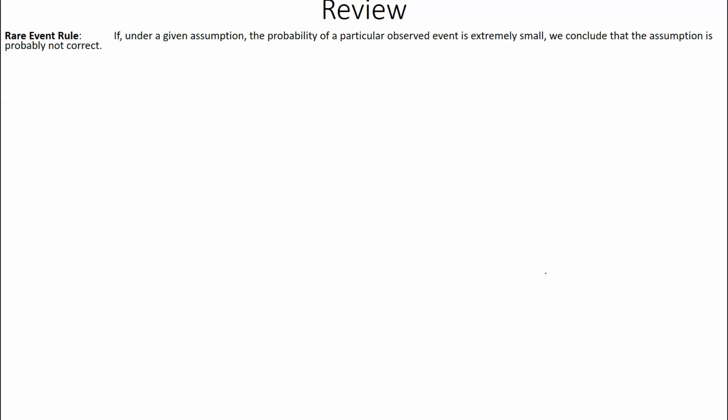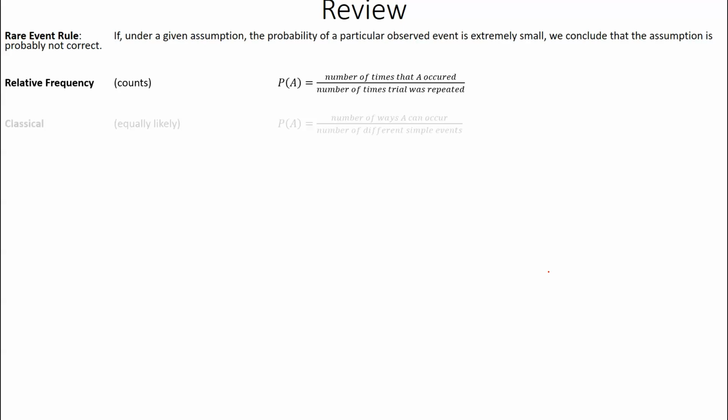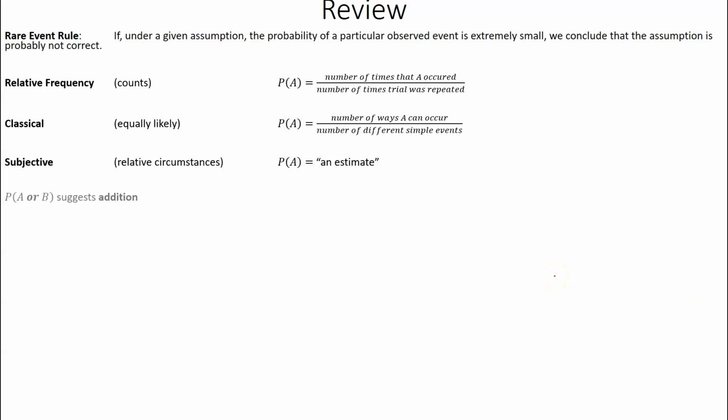I do want to do a little bit of review here. The rare event rule, just because we are coming up on the end of this unit, is that if, under given assumptions, the probability of a particular observed event is extremely small, then we would conclude that the assumption is probably not correct. We've talked about different kinds of probability. Relative frequency is the probability based off counting. Classical probability is the ones that have to be equally likely. Subjective is based off of relative circumstances or an educated guess, or maybe you want to call it an estimate.